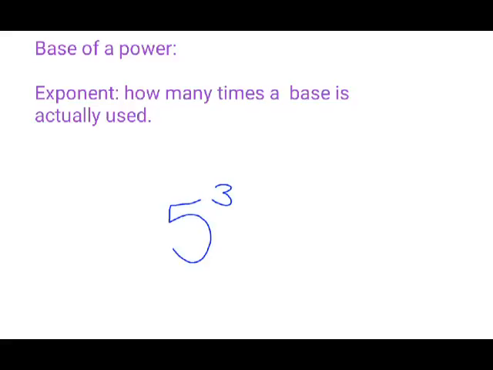So if we have 5 to the third, the 3 is our exponent, and the 5 will be our base. The base of the power is a number used as the actual factor. So 5 would be our base.